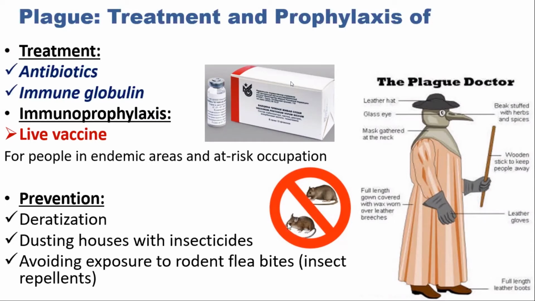extermination of rats and other rodents living in our houses, dusting houses with insecticides to kill arthropod vectors, rodent fleas, and avoiding exposure to rodent flea bites using insect repellents. Of course, for people that work in the laboratory with these parasites, protective clothing, gloves, glasses, masks, not like that, of course, in the picture, shown in the picture, are also very necessary.